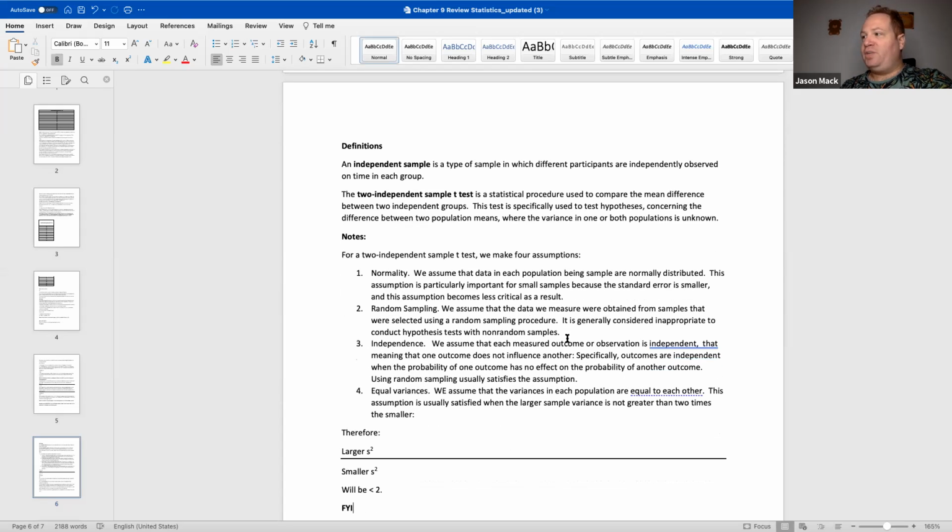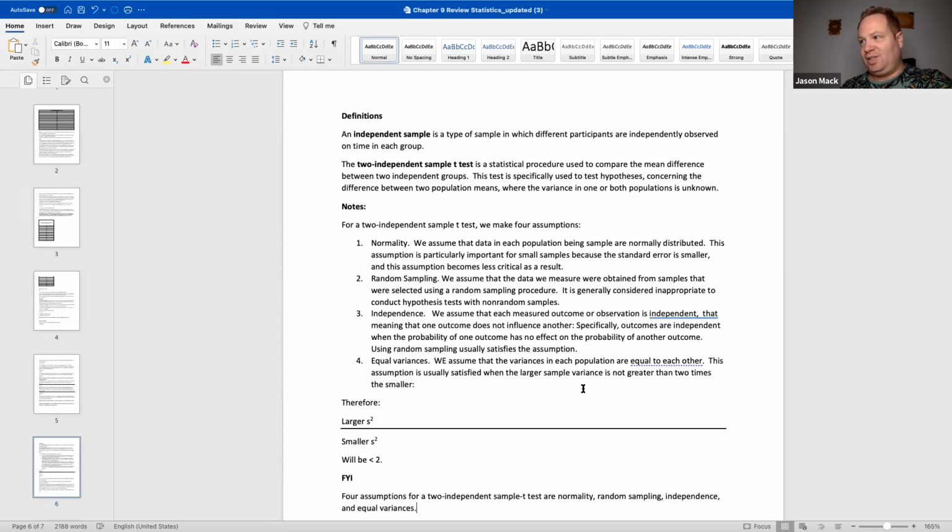Independence: we assume that each measured outcome or observation is independent, meaning that one outcome does not influence another. Specifically, outcomes are independent when the probability of one outcome has no effect on the probability of another outcome. Using random sampling usually satisfies the assumption.